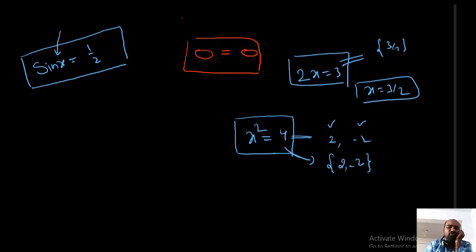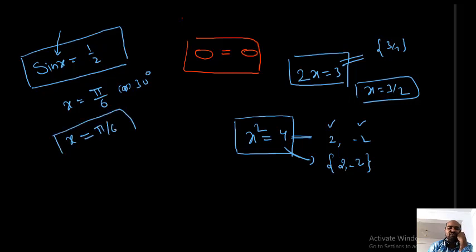Listen. You people can say the answer directly: sin x equal to half means x equal to pi by 6, or in other words 30 degrees. Both are the same, in radians pi by 6, in degrees 30 degrees. What is the meaning of that? If x is taken as pi by 6, it satisfies. So you can say the x value is equal to pi by 6. But this is one of the solutions, this is not the total solution.